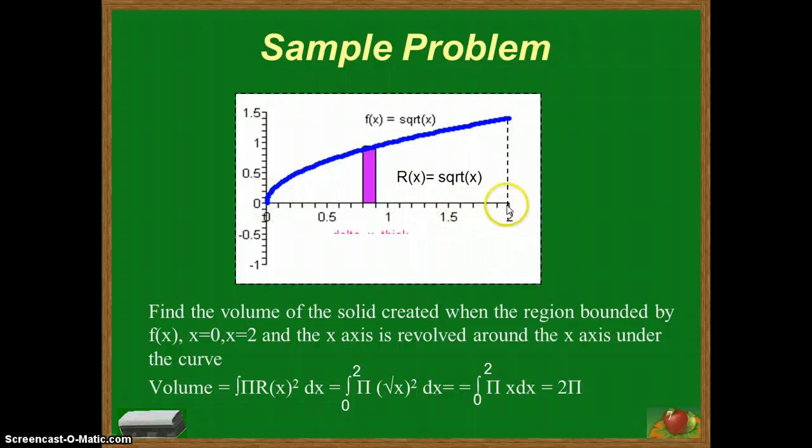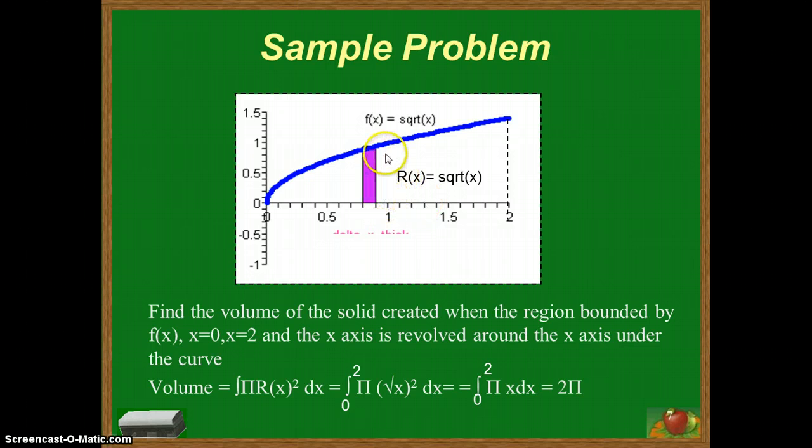X equals 2, however, does need to be in there, and the x-axis. So these are the boundaries of this region, which we're going to revolve around the x-axis. So first of all, let's determine what our radius is.